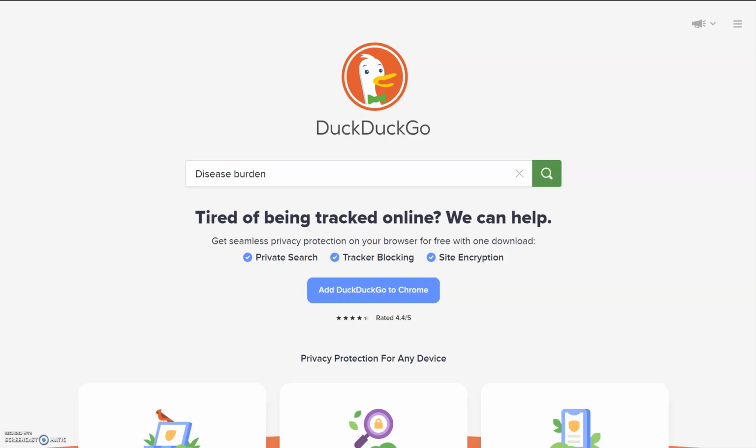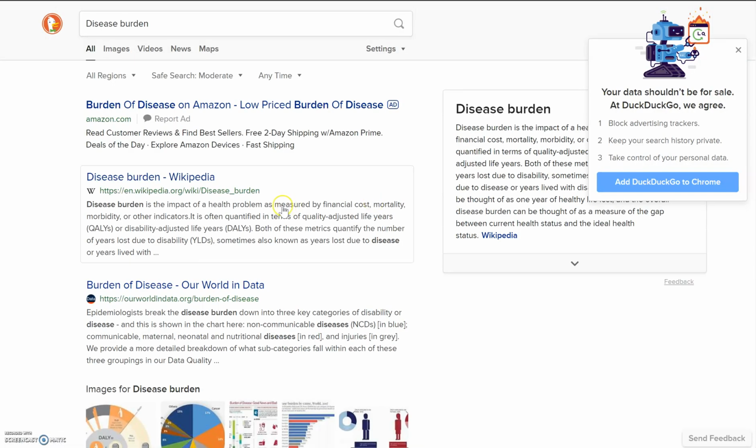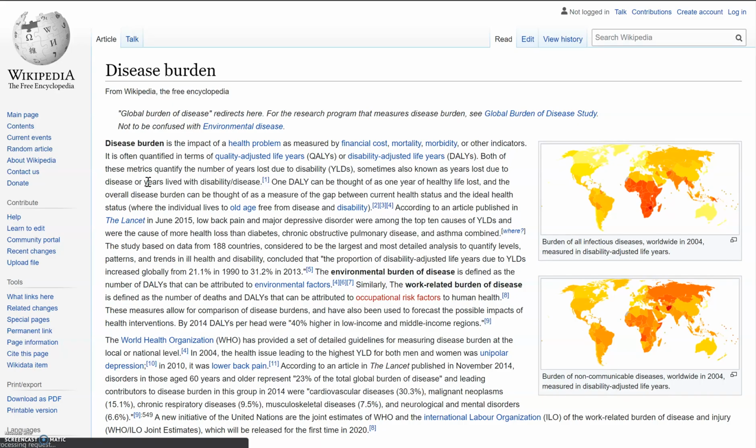But before we start searching, let's review what burden of disease means. So I'm going to do a DuckDuckGo search, and I can click on the definition on Wikipedia just to get us started. So disease burden is the impact of a health problem as measured by financial cost, mortality, morbidity, and other indicators. So factors include prevalence and incidence, so how often it occurs and spreads. Also the fatality rate, and the disability adjusted life years, so how is the quality of life living with the disease, and the years of life lost at the end of life when living with it. So we want to consider these type of factors when choosing a disease for our topic.